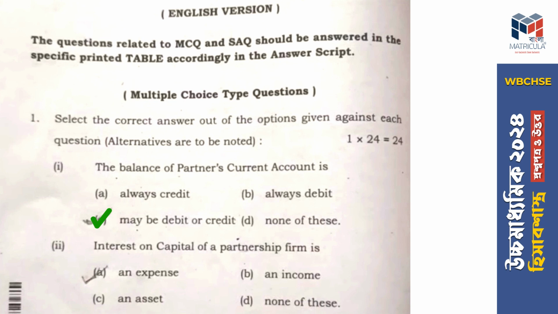Number 2, interest on capital of a partnership firm is option A an expense, option B an income, option C an asset, option D none of these. Right answer is option A an expense.